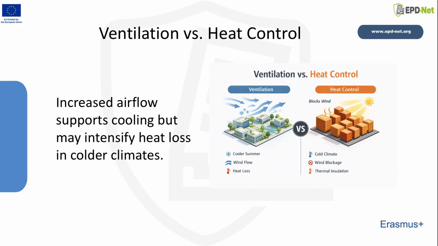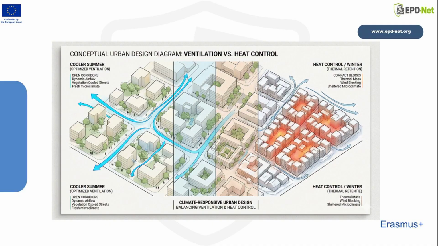However, we must also consider the needs of colder climates or winter seasons. As illustrated on the right, high ventilation can become a liability when we need to retain warmth. Increased airflow can intensify heat loss from buildings, making it harder to maintain comfortable indoor temperatures and increasing energy demands for heating. In these cases, heat control becomes the priority. By strategically blocking harsh winds and focusing on thermal insulation, we protect the urban environment from the cold.